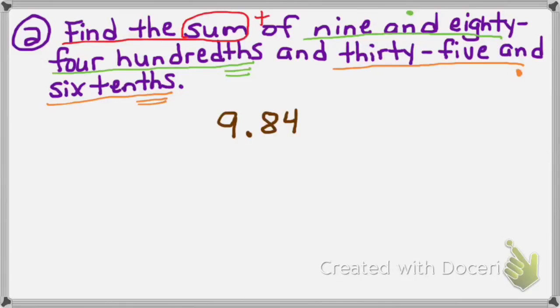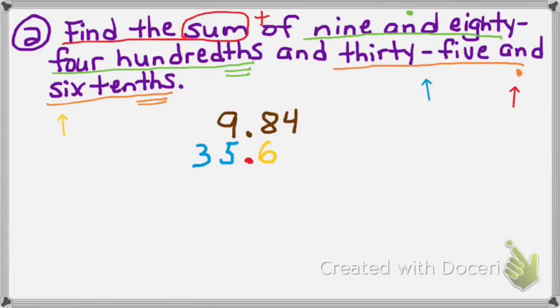And I'm going to add that to 35 and 6 tenths. And is my decimal, so I'll line up my decimal, because I must line up decimals. In front of the decimal, I have 35, so I'll write down my 35. To the right of the decimal, I have 6 tenths, which is 6. So I'll write down my 6, and I'll look at my number. Does that say 35 and 6 tenths? Yes, it does. The 6 is in the tenths column.